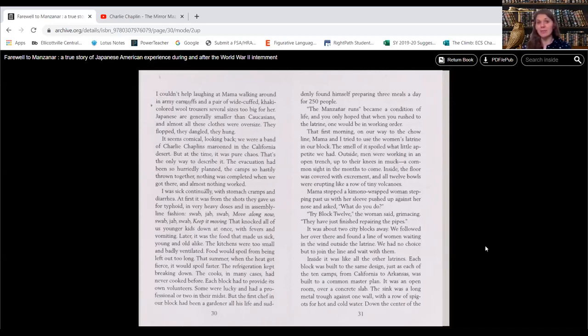It seems comical looking back. We were a band of Charlie Chaplins marooned in the California desert. But at the time, it was pure chaos. That's the only way to describe it. The evacuation had been so hurriedly planned, the camp so hastily thrown together, nothing was complete when we got there, and almost nothing worked. I was sick continually with stomach cramps and diarrhea.